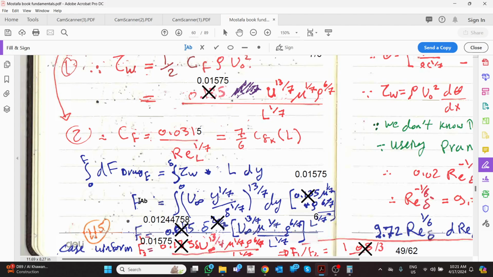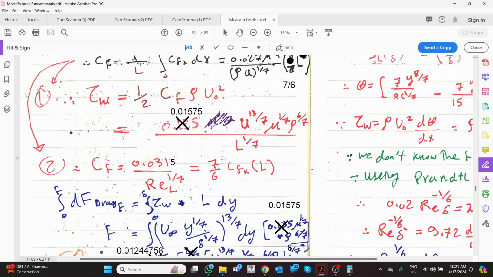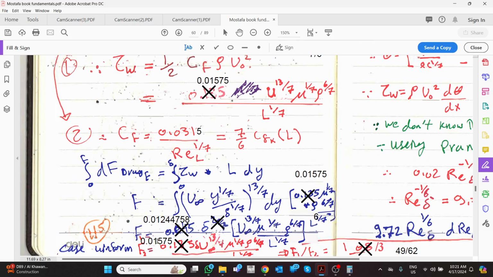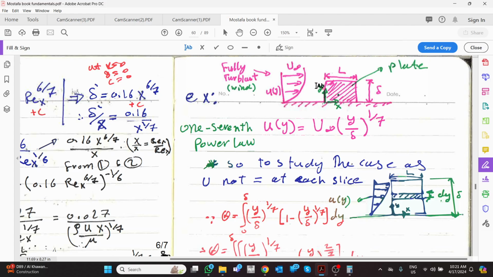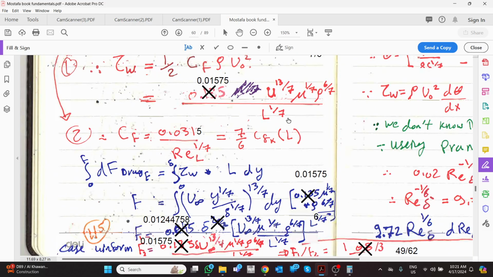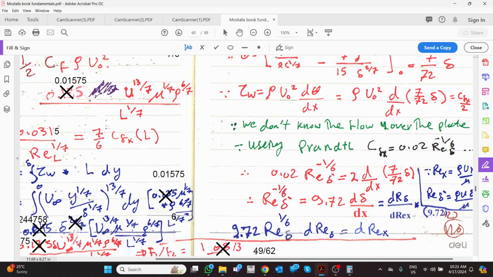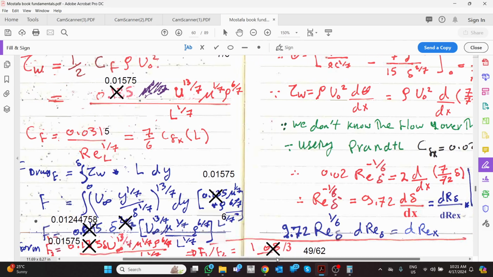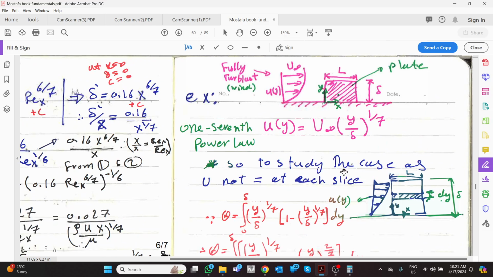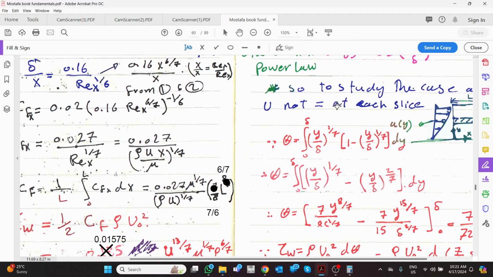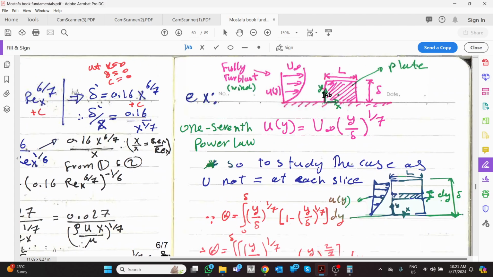So if you divide f1, which is based on like this, by f2, which is if it is fully, of course if it is fully, more friction. If it is like this, less friction and less force. If you divide it all together, you will find that f1 divided by f2 is 49 by 62, which is, in case of uniform flow, around 26.5% increase in the friction force, or the viscous force acting here for the plate itself.